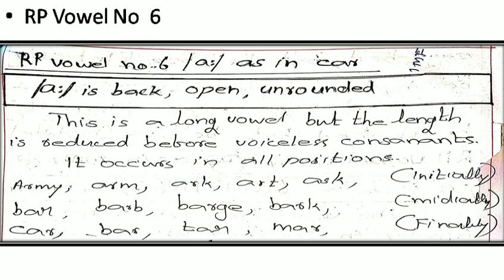In army, it comes in initial position, arm, arc, art, ask initially. But in bar, barb, barge, bark, it comes medially. Car, bar, tar, ma, that comes finally. In these words in which the sound occurs finally, car, bar, tar, ma, the final r is silent there, so it ends in A in English sounds.